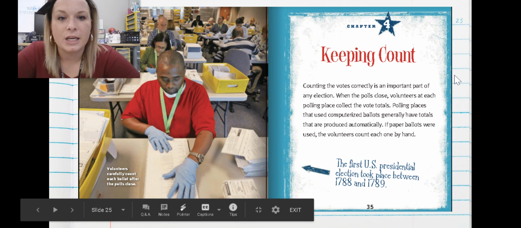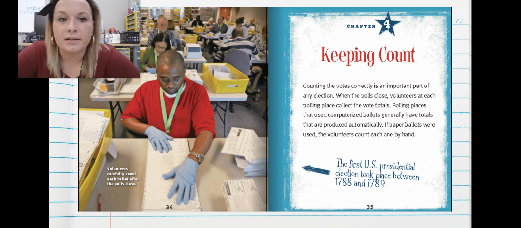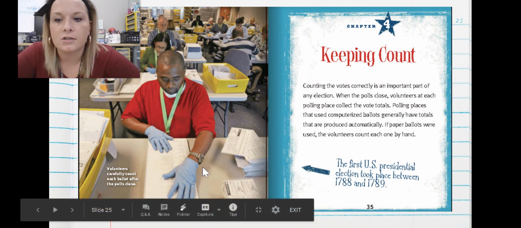Okay, Chapter 4, Keeping Count. Counting the votes correctly is an important part of any election. When the polls close, volunteers at each polling place collect the vote totals. Polling places that use computerized ballots generally have totals that are produced automatically. If paper ballots were used, the volunteers count each one by hand. Oh, I'm glad I'm not in charge of that job. Here it says the first U.S. presidential election took place between 1788 and 1789. And you see a picture that says volunteers carefully count each ballot after the polls close.